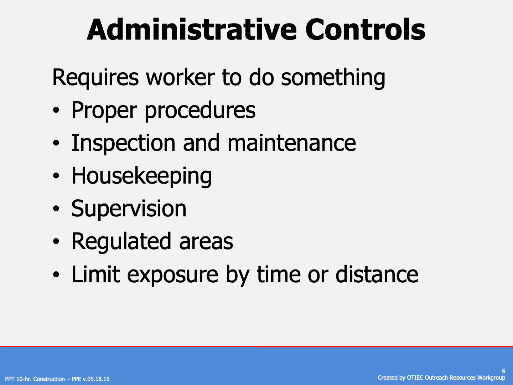Administrative controls requires the worker essentially to do something, and this is normally at the direction of the employer. It could be procedures, inspection, and maintenance requirements, a variety of things that help reduce that hazard. It doesn't eliminate the hazard, but it reduces the exposure to that employee.